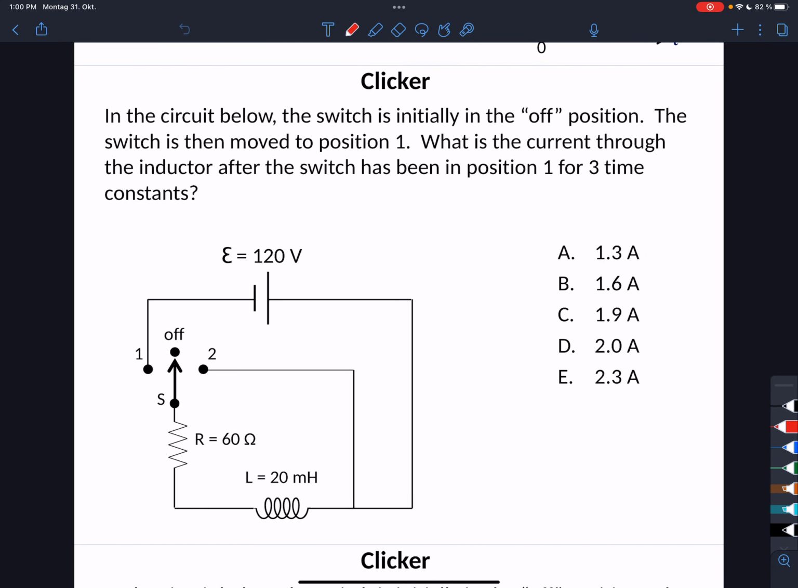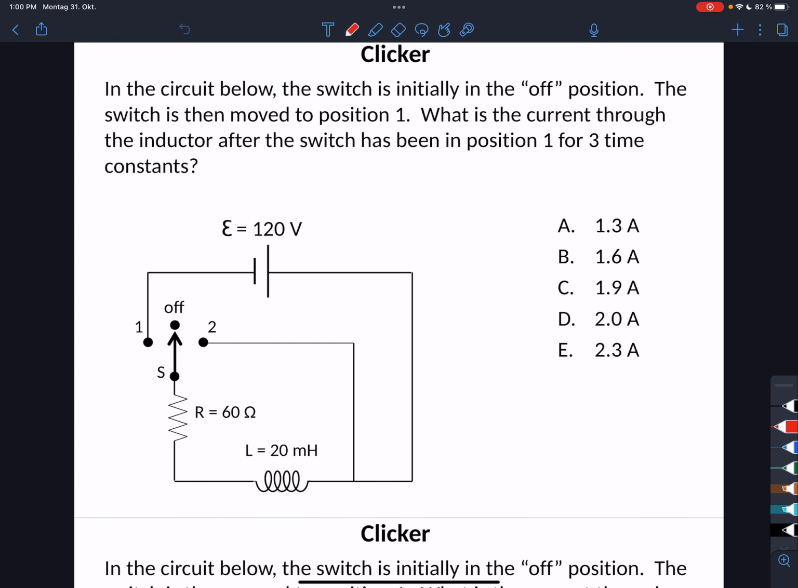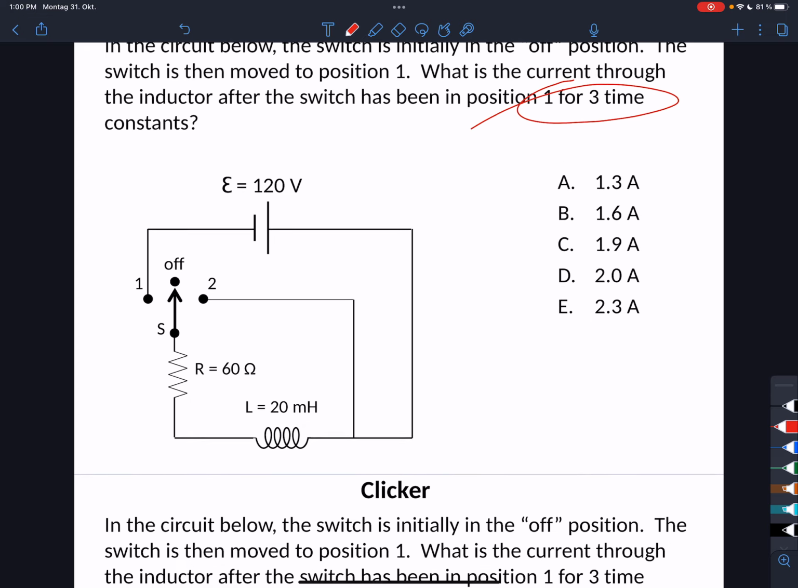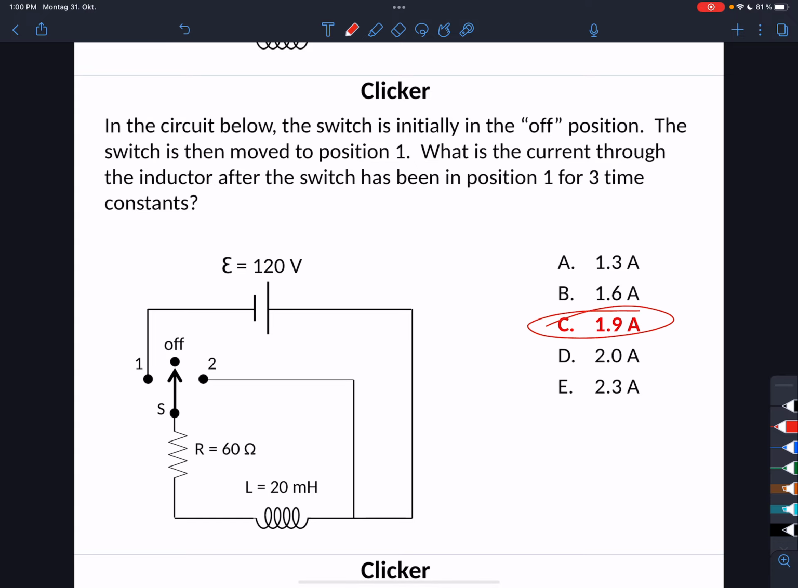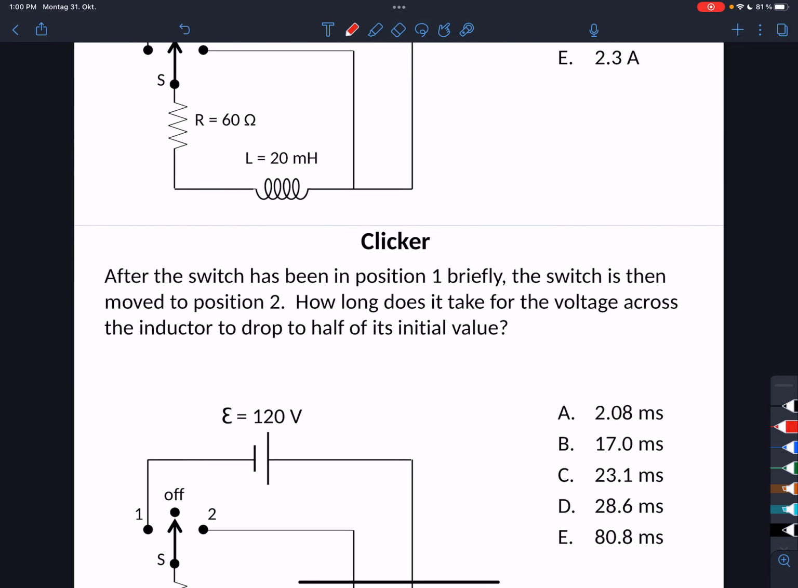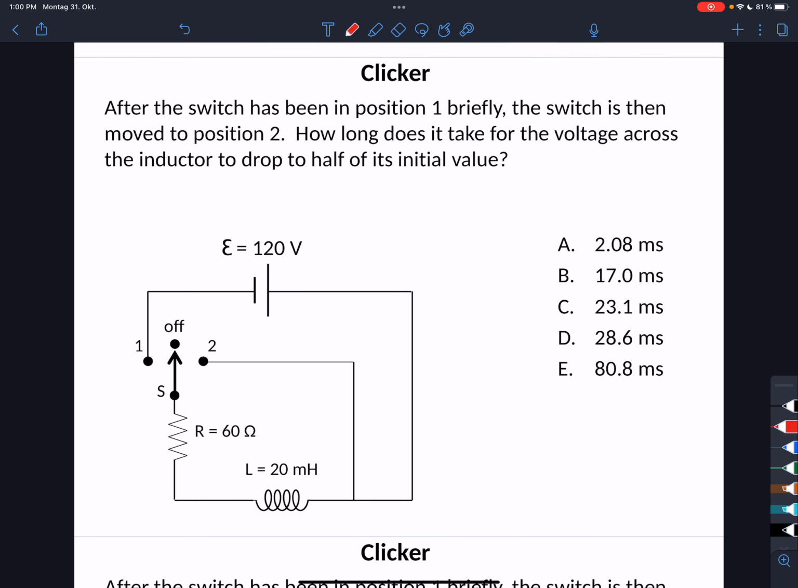Okay, we just discussed this problem in the class, and we found out what the current would be when we switch to position 1 after that amount of time. We obtained 1.9 amperes. So now I want you to look at this problem.